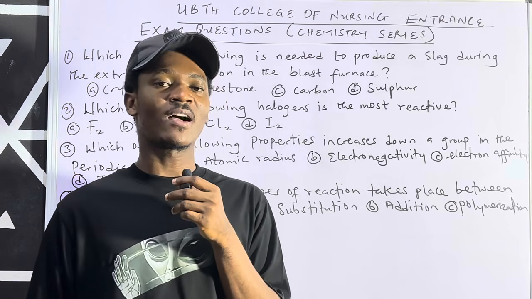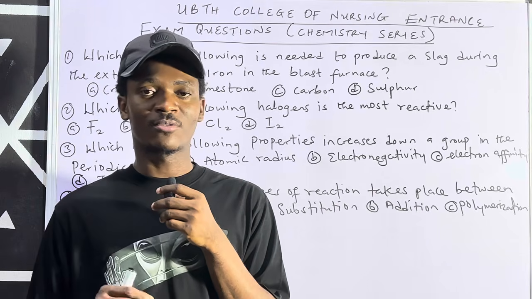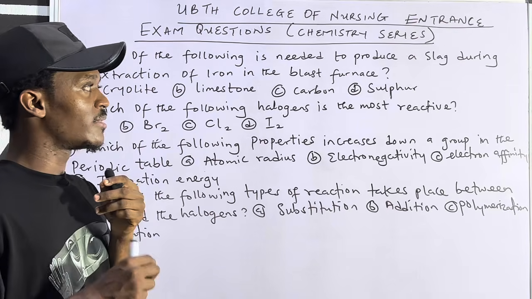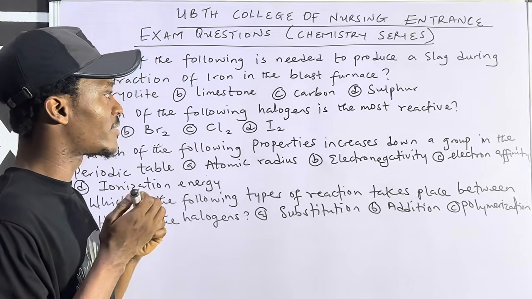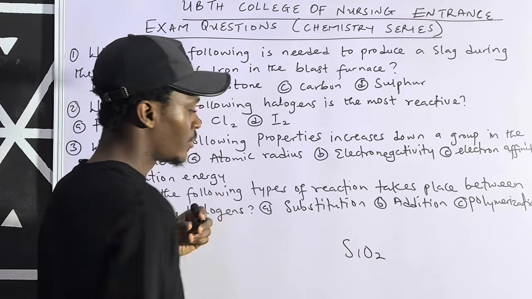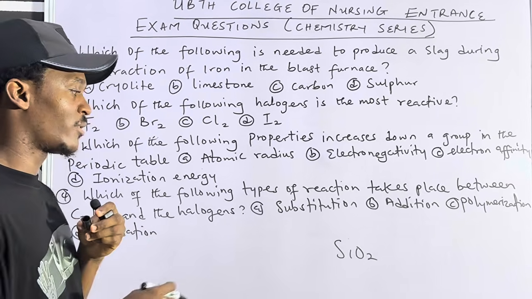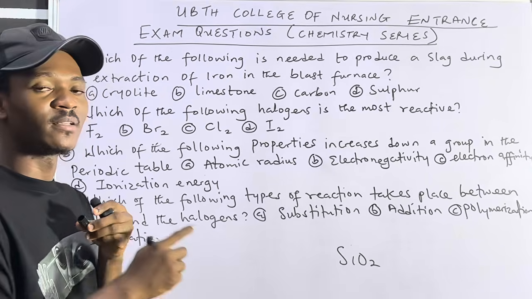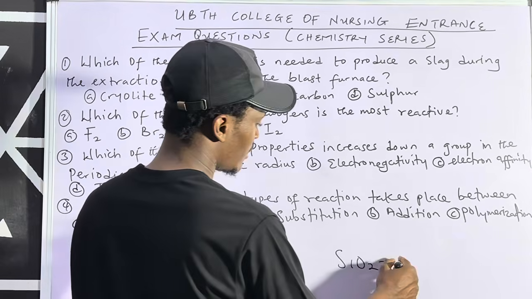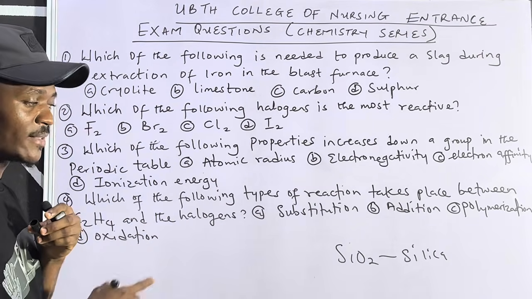Now the slag is actually what is being used to remove the main impurity during the extraction of iron in a blast furnace. So the main impurity that is obtained during the extraction of iron is silica, which is SiO2. So there is something that is much needed to be added as a raw material in order to remove the main impurity that is obtained during the extraction of iron, which is silica. So what is the substance that is needed to be added as a raw material?